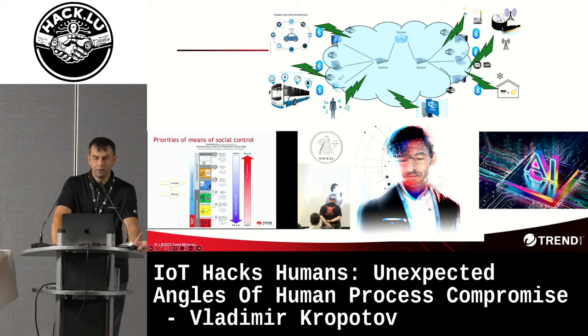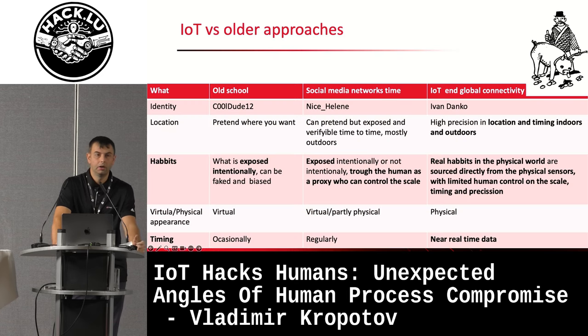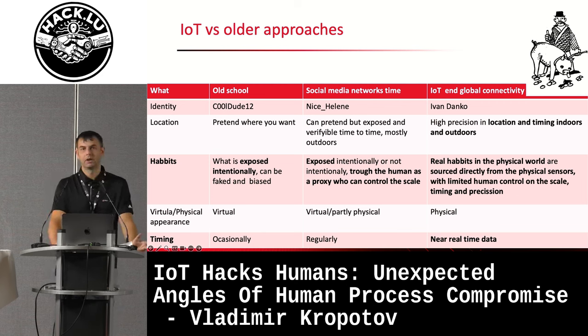So where are we going with this scale and speed of IoT connectivity together with AI capabilities? If you think about the old-school approach, like 30 years ago with BBSs, you could create any nickname, pretend you're from any location, and fully control what you expose. You could create a fake character, your presence was virtual, and the timing was yours: you post when you want.